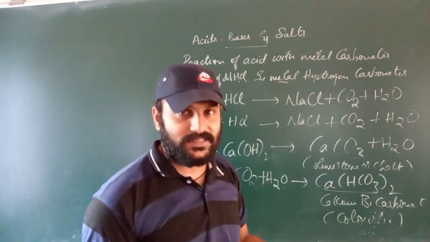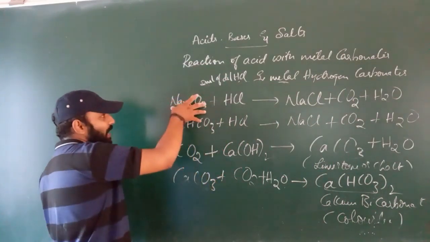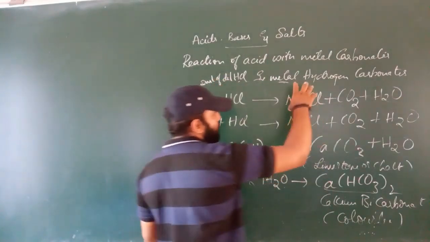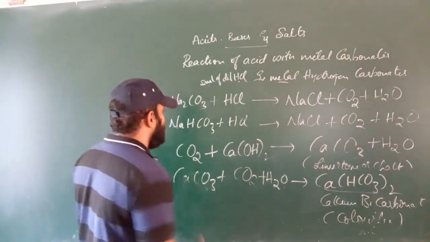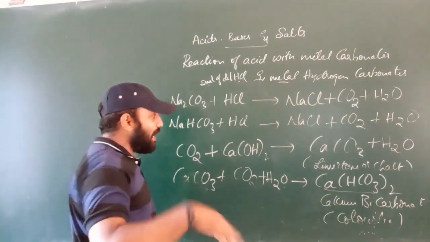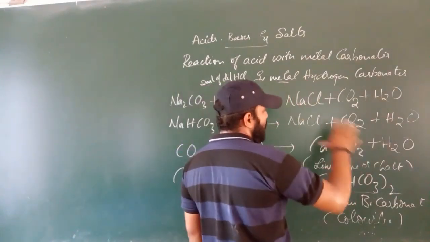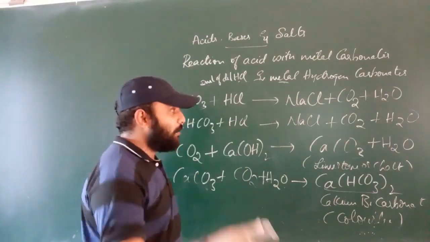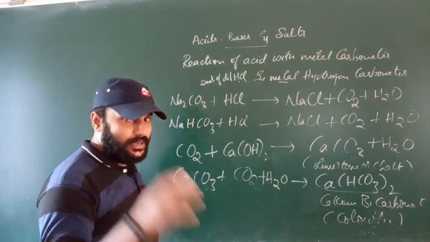It becomes colorless. Understood? So what we have understood here is that when a metal carbonate, like sodium carbonate, reacts with acid, it forms salt plus carbon dioxide with water. Same thing here: when a metal bicarbonate, or metal hydrogen carbonate, reacts with acid, what will we get? It is the same product: salt plus carbon dioxide plus water. Whatever carbon dioxide gas is passed through the calcium hydroxide, slaked lime.